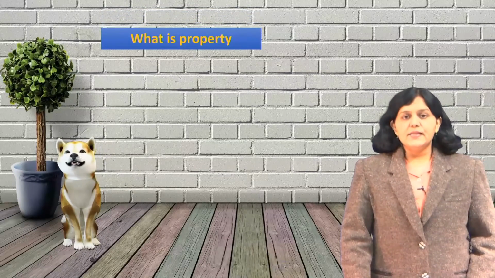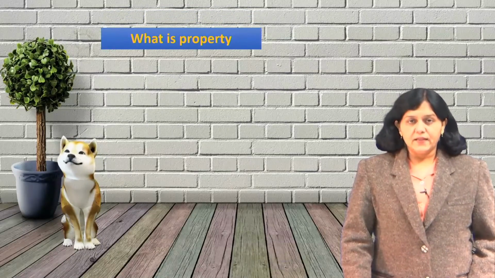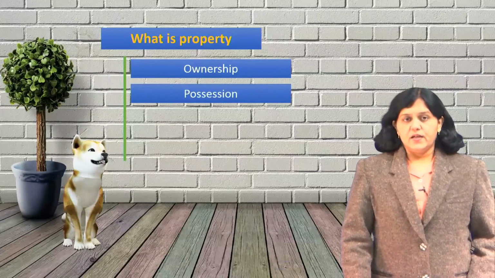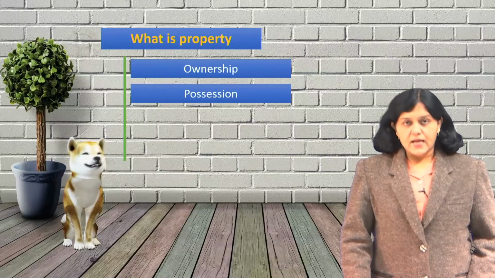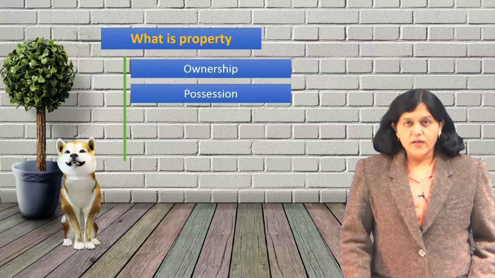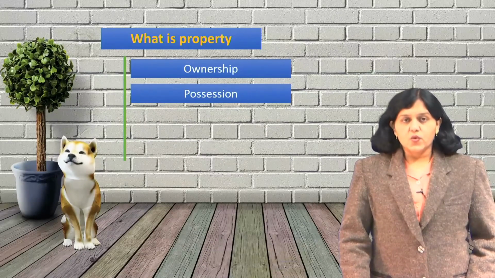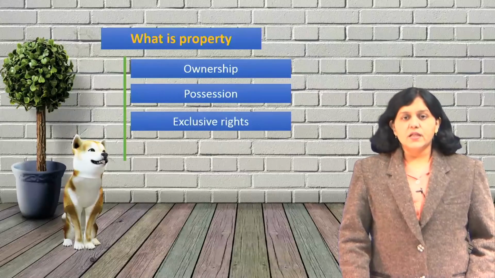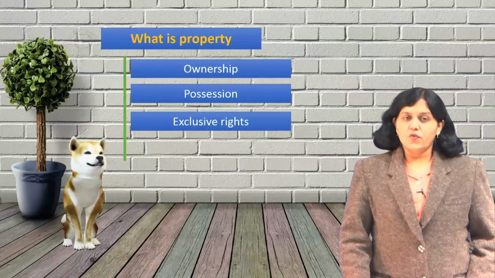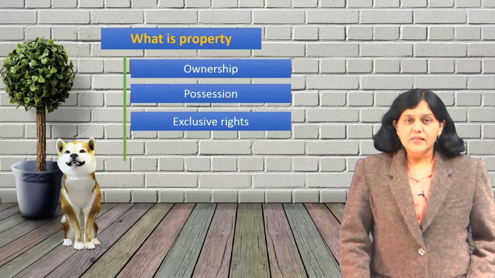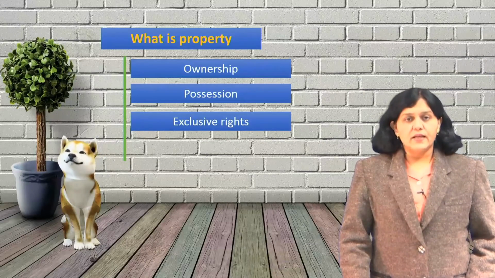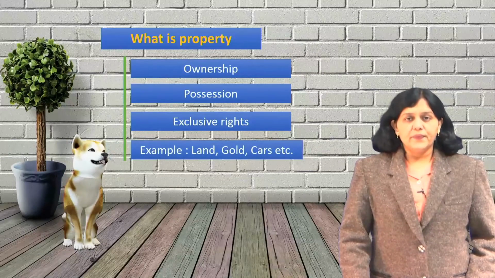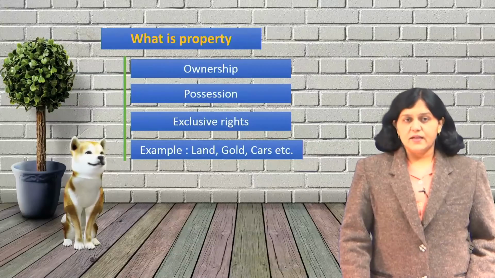Now, the basic trait of property is that it has ownership and possession. Property is recognized as a legal right of an individual. Legal right over property gives its owner exclusive rights, which allows him to exclude others from using it, and he has all the rights to sell, license, use, etc. Examples of property are land, gold, cars, etc.